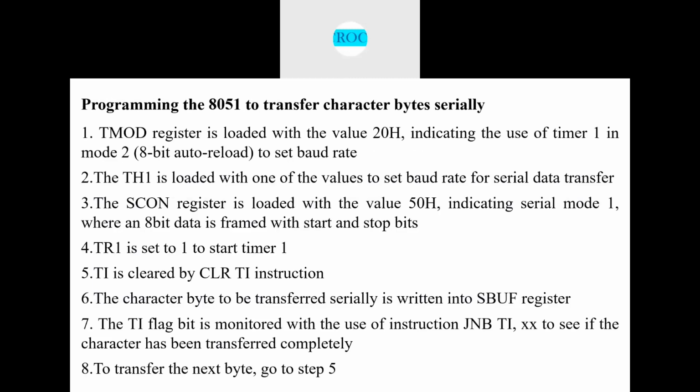Now, how do we program the 8051 to transfer character bytes serially? This is the procedure you need to follow in order to write any assembly language program or C language program to transfer a byte of data serially. The first step is the TMOD register. The TMOD register is loaded with the value 20H, indicating the use of timer 1 in mode 2, 8-bit auto reload, to set the baud rate here. We know about this, right?